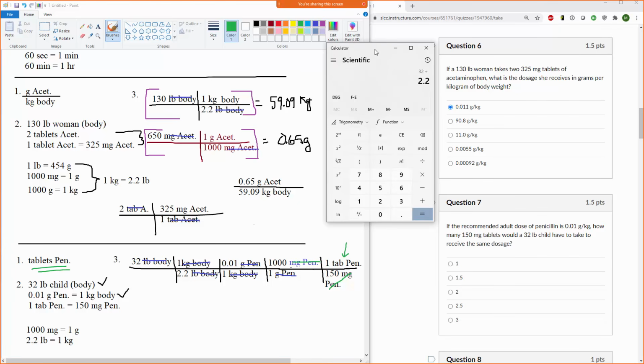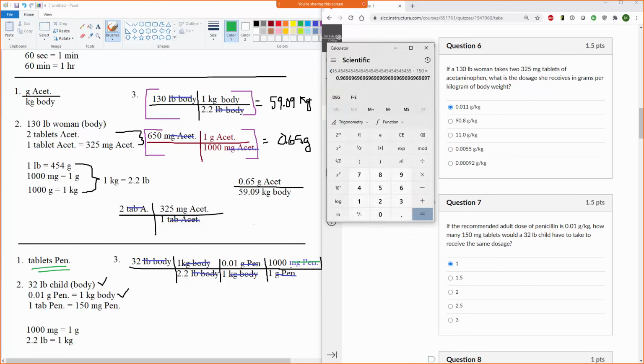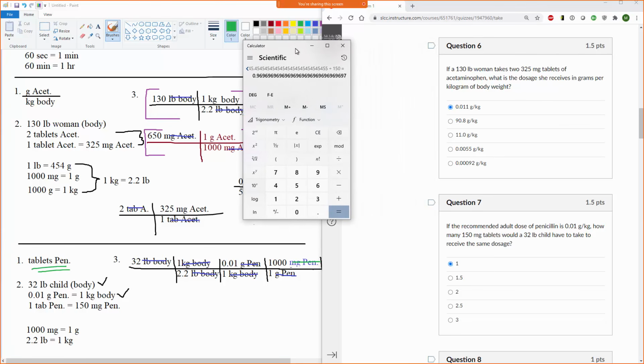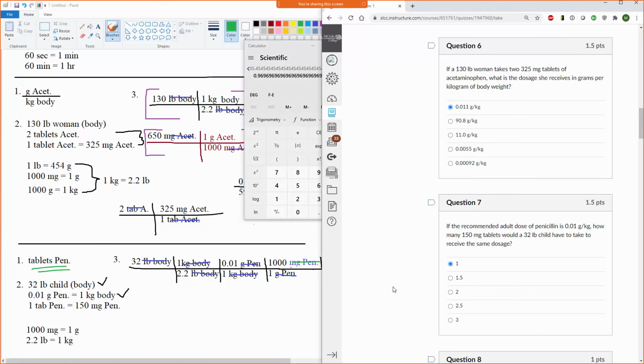So 32 divided by 2.2, multiply that by 0.01, multiply that by 1,000, and then divide that by 150, and I get 0.969696. That's not here. How many tablets should I give them? 1 tablet. It's very close to 1. Good enough. Does that make sense? Hopefully not too tricky.